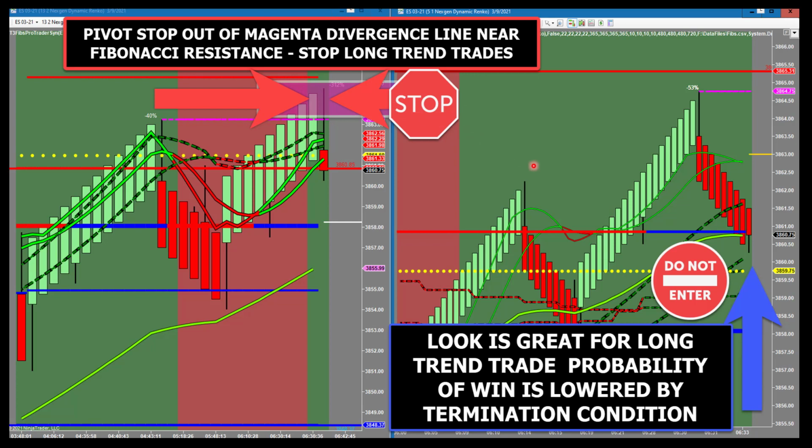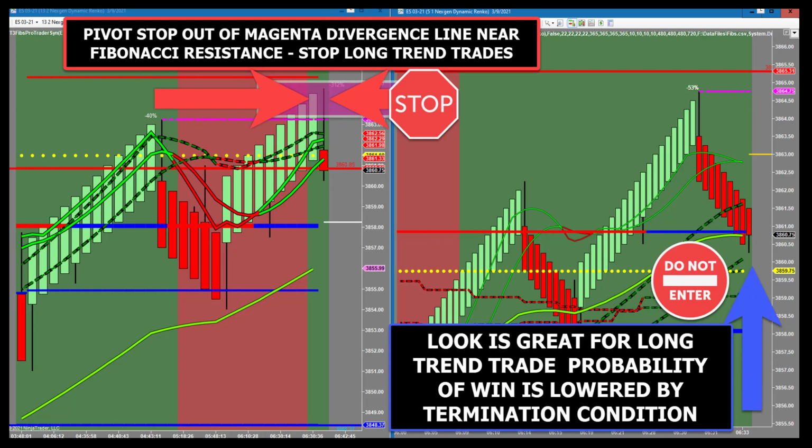Now on the chart on the right you will see a great look for a trend trade long. This trade has a lower probability of winning due to the termination condition on the larger Fibonacci base chart. As a new user of the software, it is important no termination conditions are present before doing a trend trade on the smaller chart.